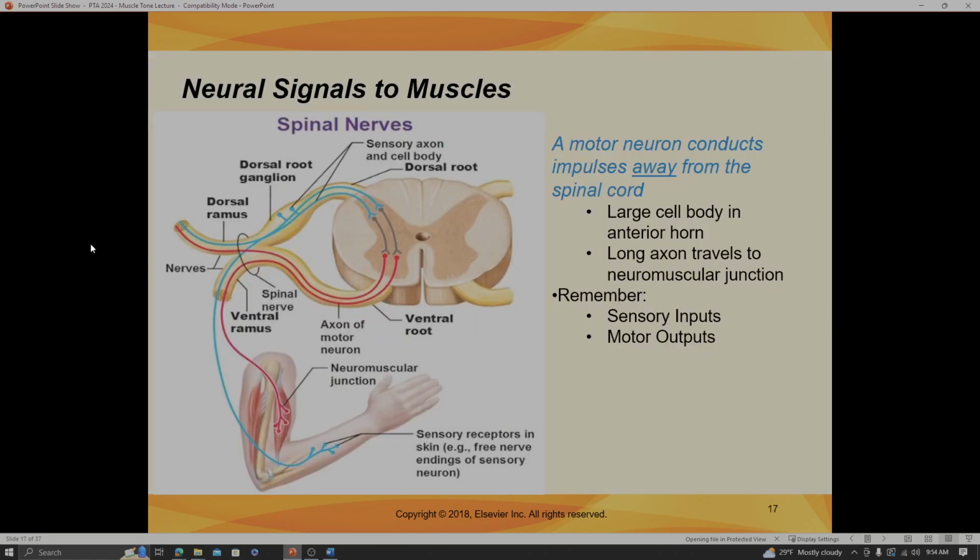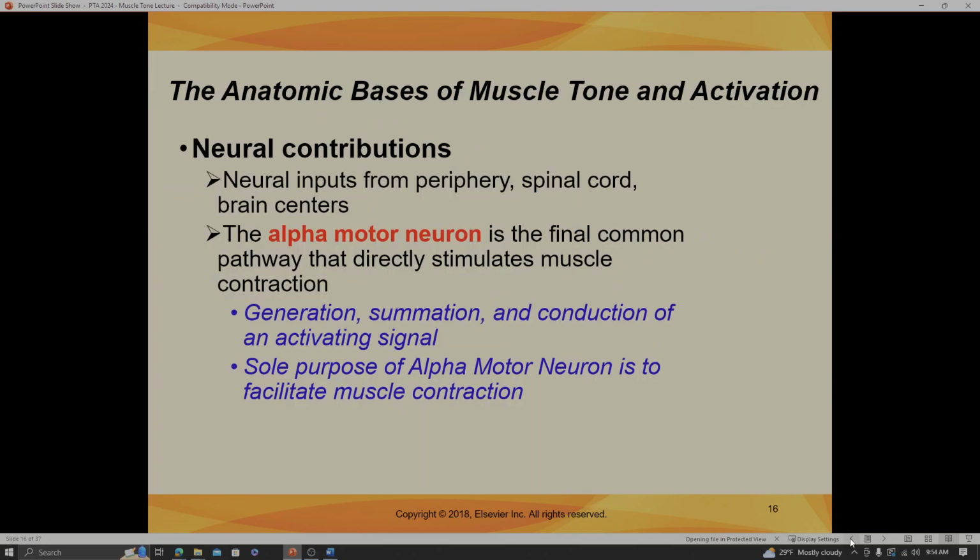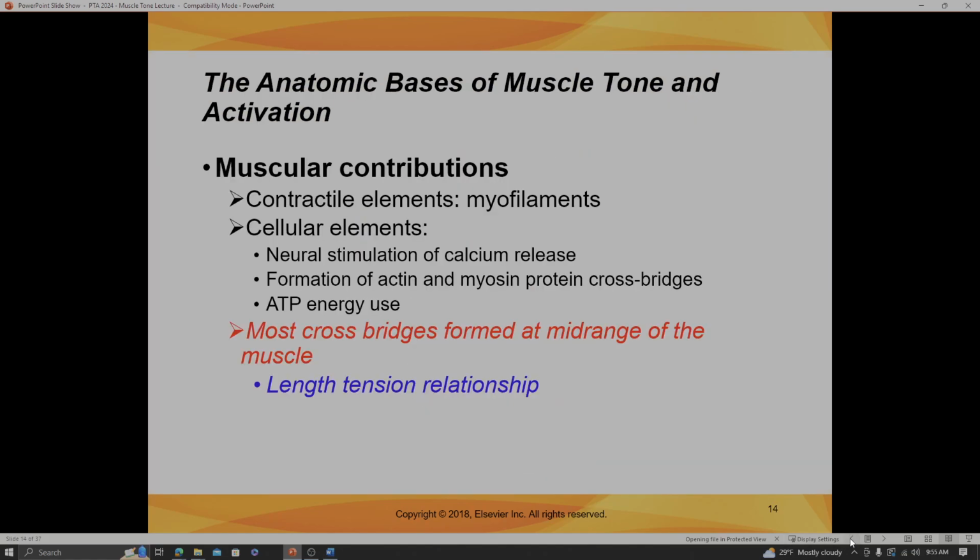Same deal, just start to piece together the process of afferent and efferent signals, how they're interpreted, and how they can elicit a motor response through the alpha motor neuron. Know what the alpha motor neuron is. Know that the sole purpose of the AMN is to facilitate muscular contraction, and that it's the final pathway that directly stimulates muscle. Cross bridges, mid-length, length-tension relationship. Remember this stuff. Go back to your anatomy.